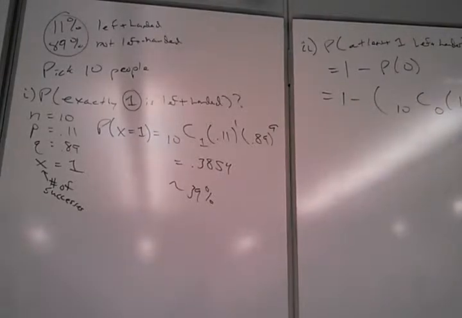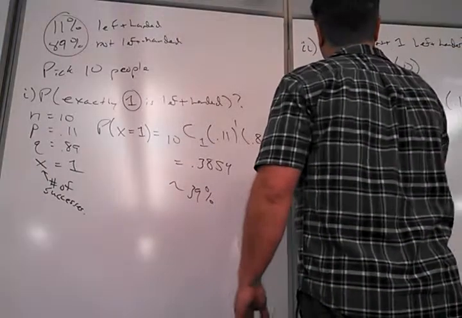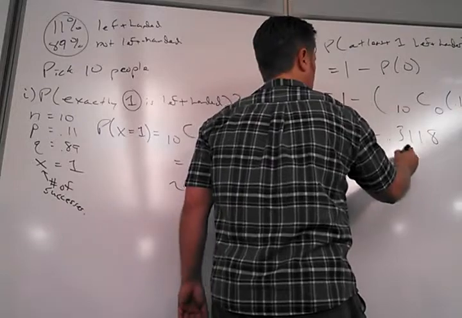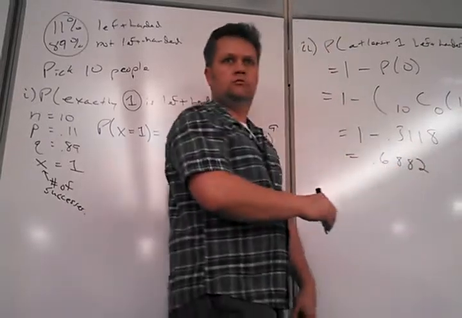For this, and you're not going to be wrong if you put it all in there, but the only calculation I have to do for this problem is 0.89 to the 10th power. Yeah, point. So it's 1 minus 0.3118. So it's 0.6882. 69%, roughly. Yeah.